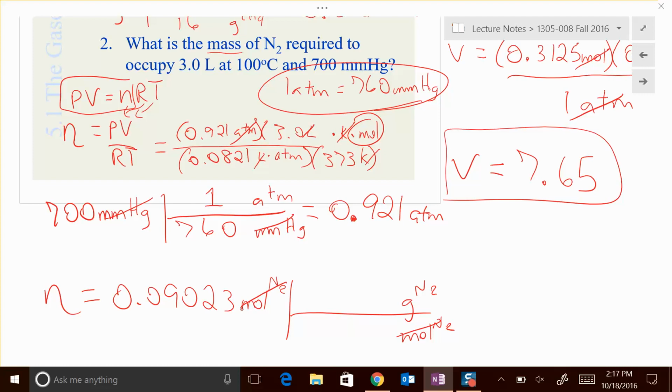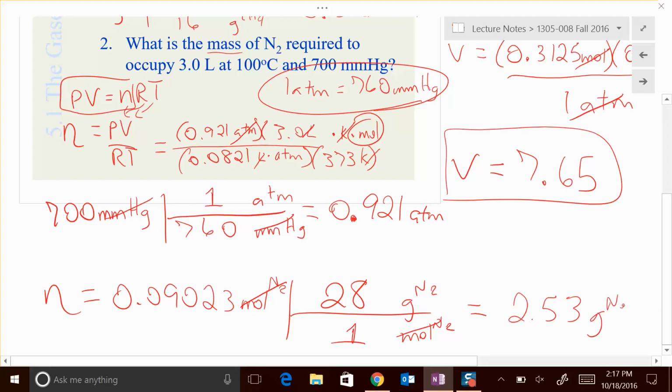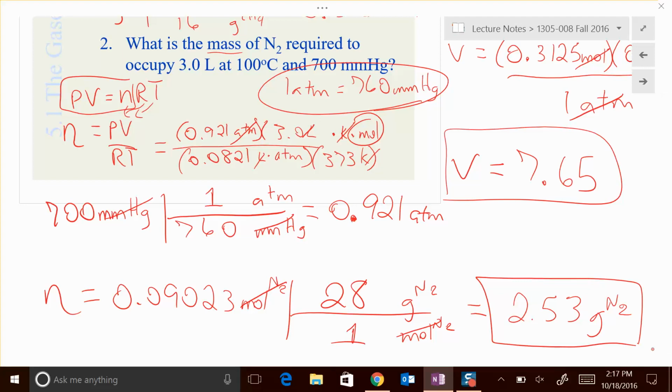That's right. So what is it? 28. 28 grams of N2 for every 1 mole of it. 0.09023 times 28. How many grams of N2 do I have? Okay, that's how many grams of N2. 2.53 grams of N2.